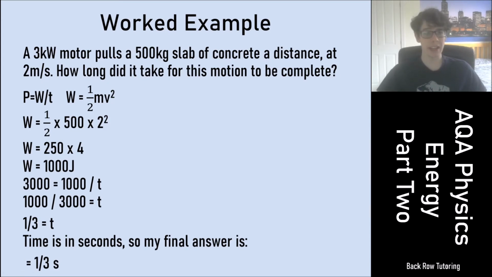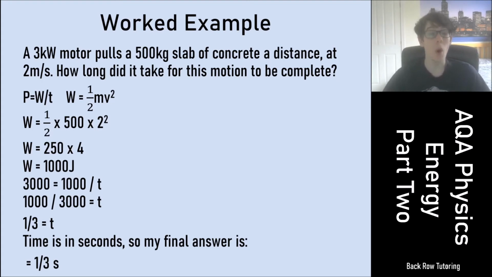And a slightly harder worked example now. A 3 kilowatt motor pulls a 500 kilogram slab of concrete a distance at 2 meters per second. How long did it take for this motion to be complete? Well, this question requires the use of two formulas, okay? The formula that we've just learned, power is work done divided by time, and a formula from earlier on in the course from the last video. That formula is work done is equal to half the mass multiplied by the velocity squared.